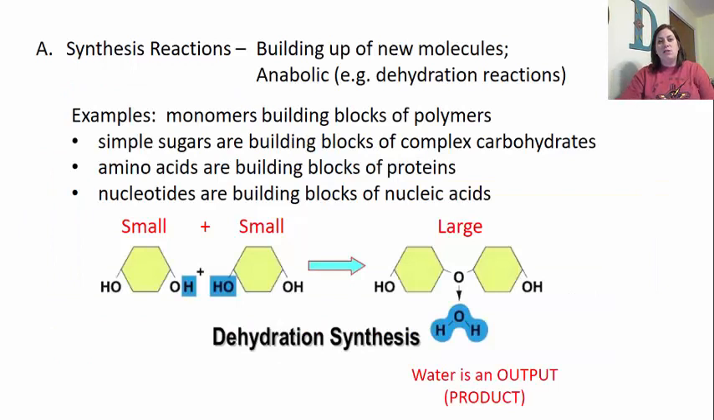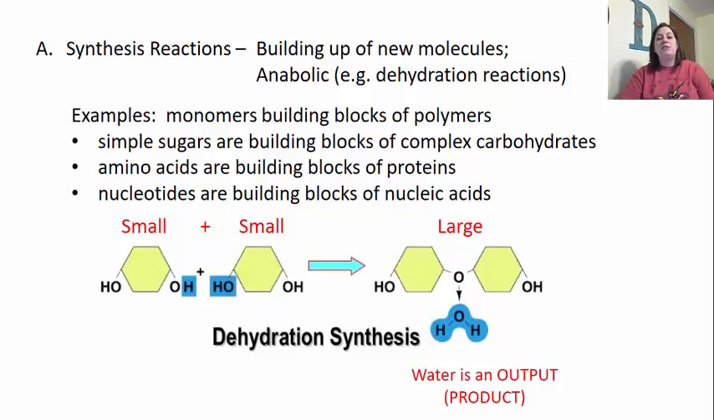So let's take a closer look at synthesis reactions. Synthesis reactions are where we build new molecules. These are also known as anabolic or dehydration reactions. If you think about it, the word dehydration normally means we don't have enough water. So in a dehydration reaction, we actually remove or take out water.